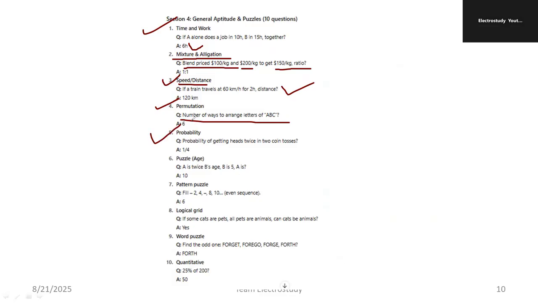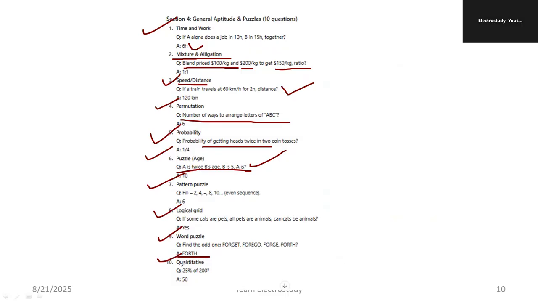Similarly, probability. Okay, what is probability? Then how to calculate the probability. Then puzzles. For example, this kind of questions you can expect. A is twice B's age, and B is 5. What is A? Then pattern puzzle also can be asked. Similarly, logical grid is very important. Word puzzle: find the odd one. Forget, forgo, fourth. Answer is fourth.